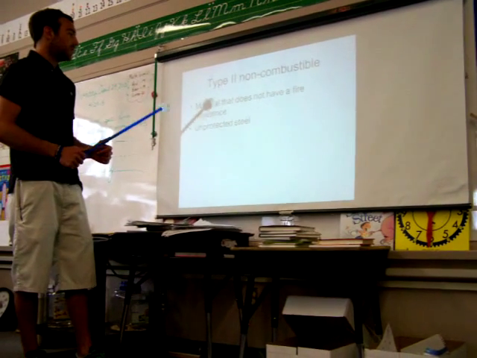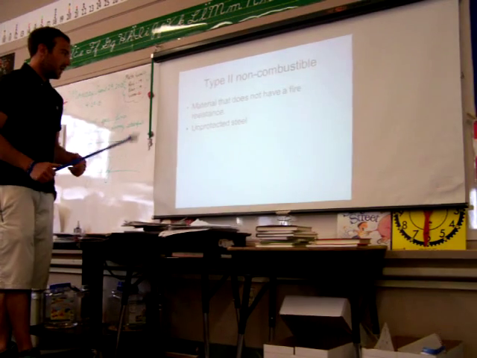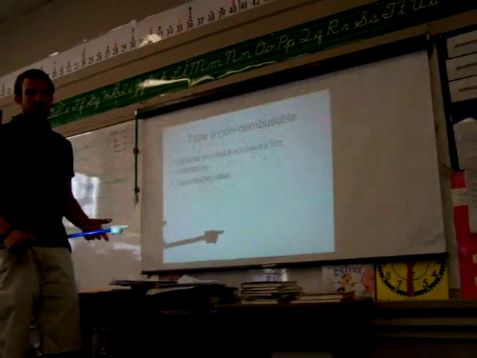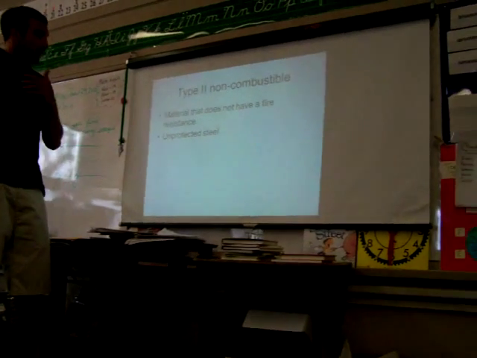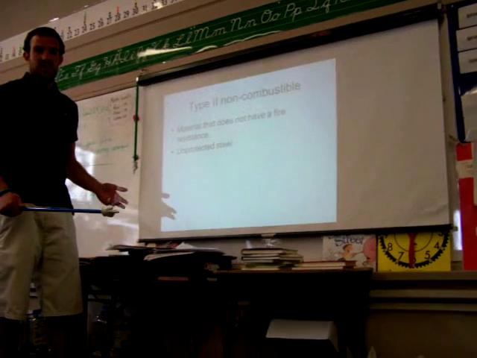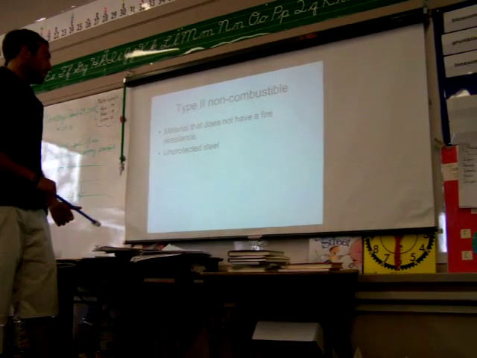Type 2 non-combustible is your next type. The material does not have a fire rating or resistance, such as unprotected steel. Your non-combustible buildings are going to be the same types of buildings, just without the protected steel or materials on it. Next slide, please.